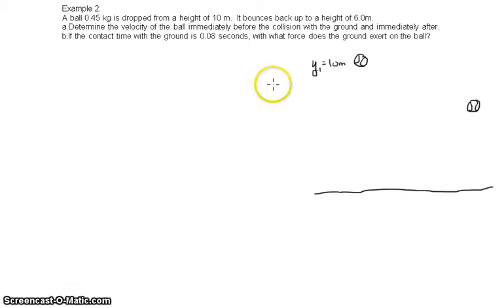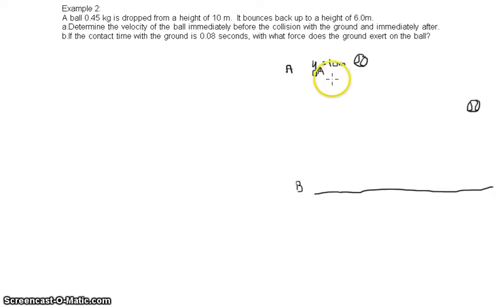Alright, a ball is dropped from a height of 10 meters and bounces back up to a height of 6 meters. Determine the velocity of the ball immediately before the collision with the ground and immediately after. Okay, so we're going to break this down into a couple different parts. We'll call the highest point part A, and we'll call the point right before it hits the ground point B. So I can refer to A and B in these cases.